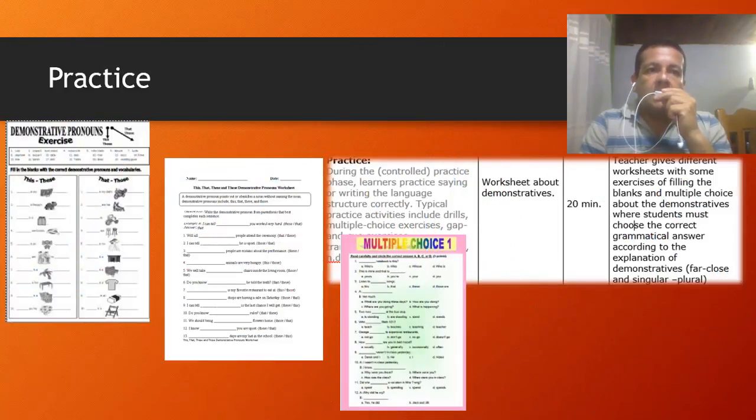Well, to continue, we have the practice step. So, teacher gives different worksheets of multiple choice and fill in the blanks about demonstratives, where students must choose the correct grammatical answer according to the explanation of demonstratives.